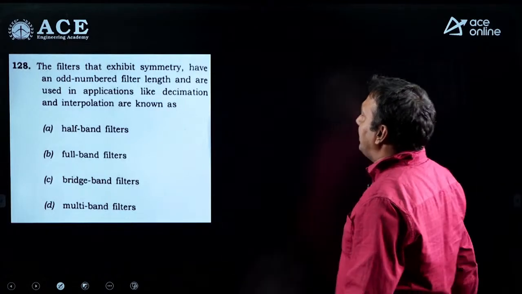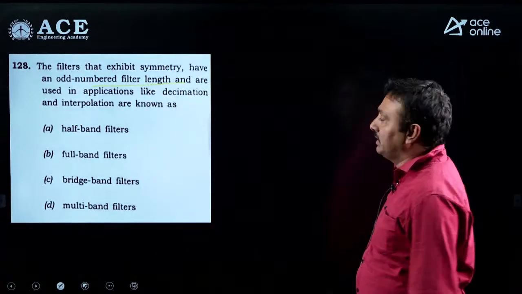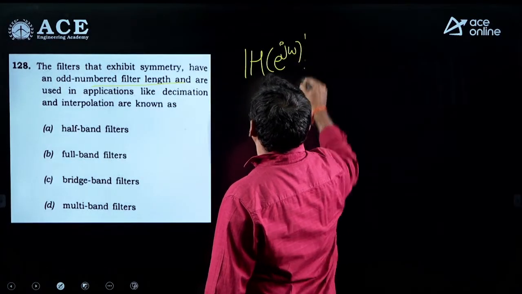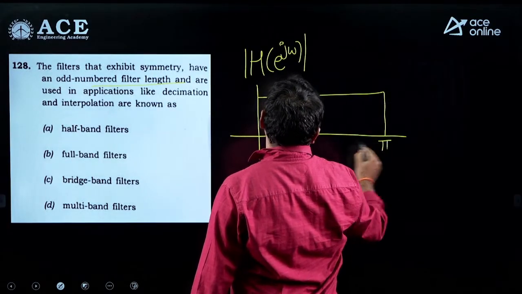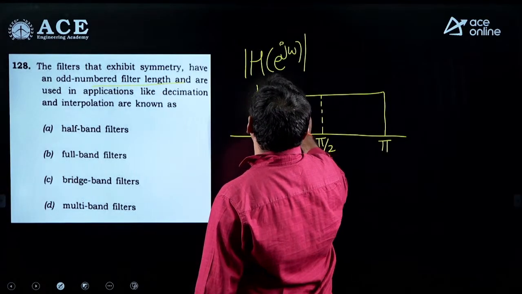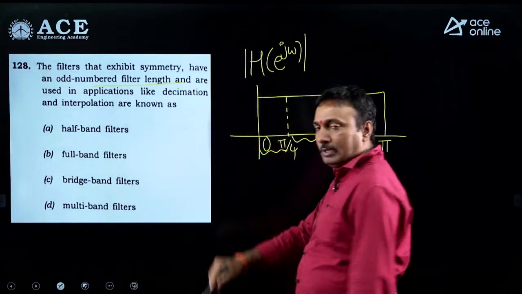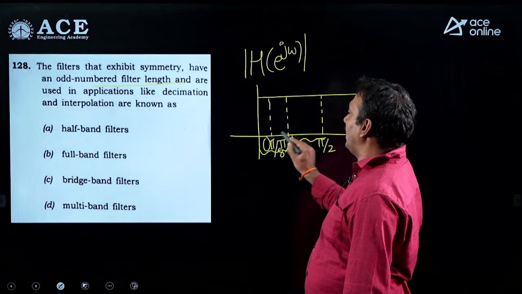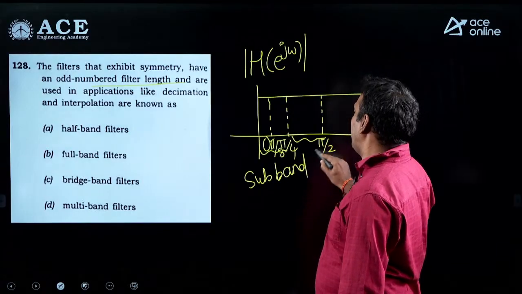The filter that exhibits symmetry having odd number of filter length, used in applications like decimation and interpolation, this is called as half band filter. The magnitude response of a digital filter is generally taken in the range 0 to pi. So first they will be decimated into 0 to pi by 2 range. Again they are further decimated into 0 to pi by 4 one range, pi by 4 to pi by 2 another range. Again 0 to pi by 4 is taken as 0 to pi by 8 one range. This is generally used in subband coding, both decimator and interpolator.